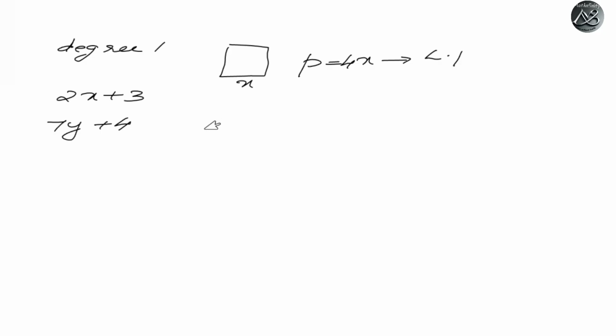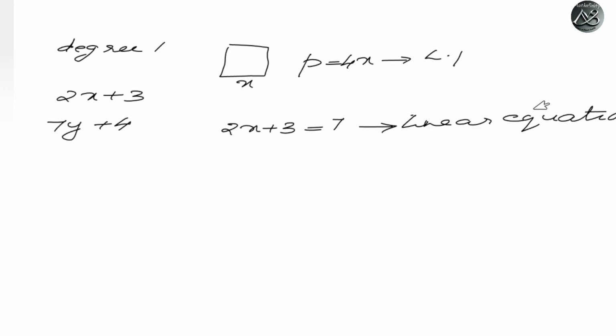When we equate this linear polynomial to a constant, say 2x plus 3 equal to some number, with the equal symbol, then it is called a linear equation. So a linear polynomial equated to a constant is called a linear equation.